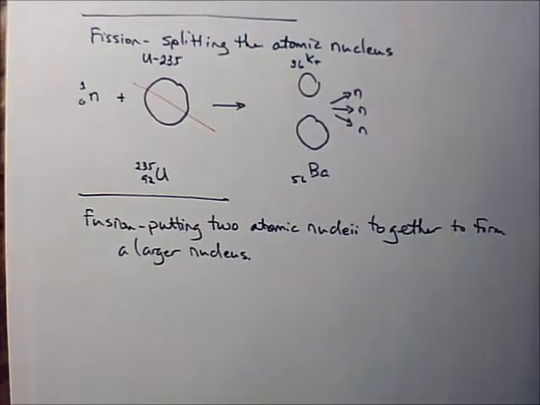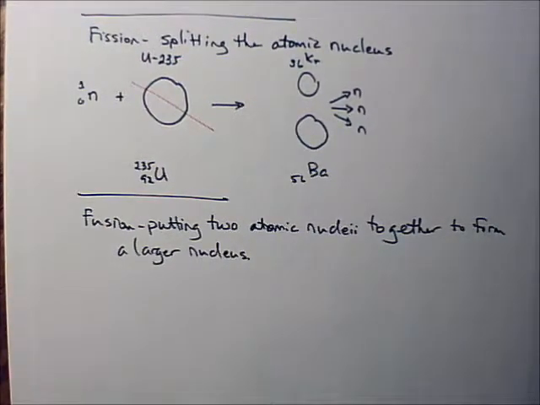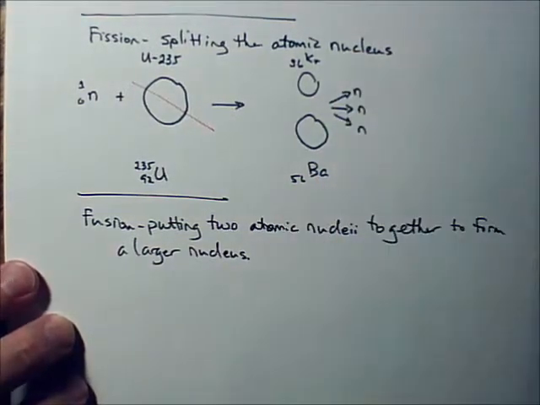So alpha decay, alpha is a really small chunk. You wouldn't call alpha decay fission. That's not fission. Fission means it splits into really big chunks. Okay?